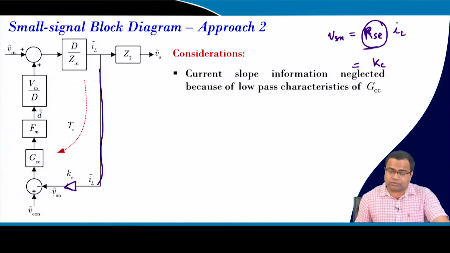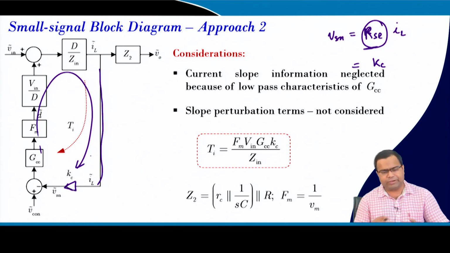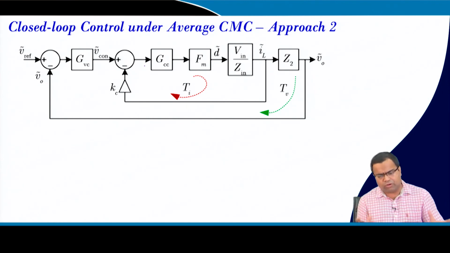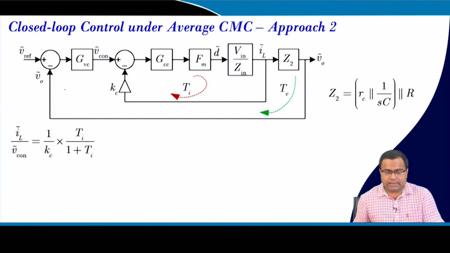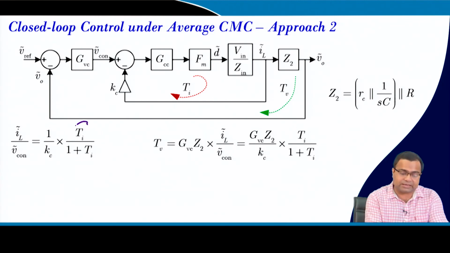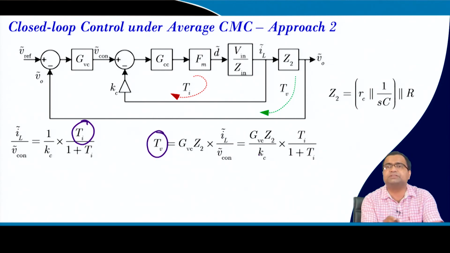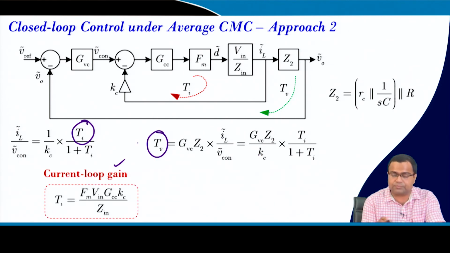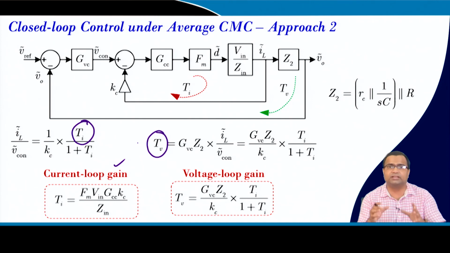So, in this case we can also derive the current loop transfer function by multiplying all the products in this path, and we can obtain this Z2 from here, V in, and we can also consider this two loop control structure. This is my inner loop, this is my outer loop, and we have already derived this current loop transfer function. We can also derive the voltage loop transfer function from this expression, and this is the current loop transfer function, this is the voltage loop gain, and again we have to make sure that the current loop is much faster than the voltage loop.